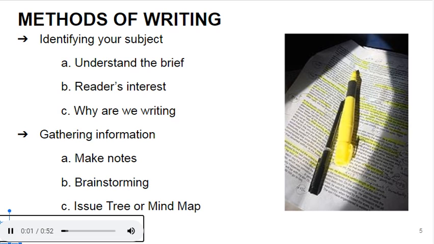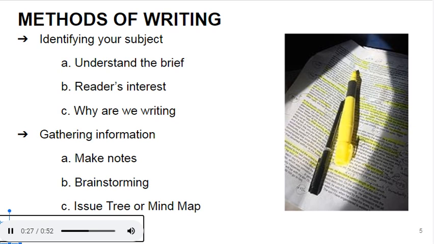Methods of writing. Now, writing does not have any set rules and regulations, but it's better if a writer follows certain steps or these methods, like identifying your subject. One needs to understand the brief that your editor gives you about your subject, what is going to be the reader's attitude towards that subject, and also why we are actually writing about it.